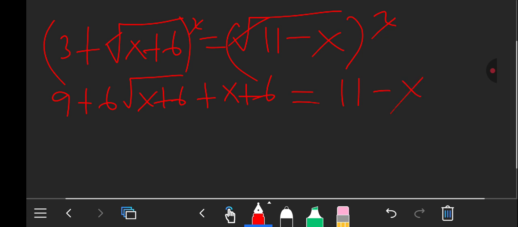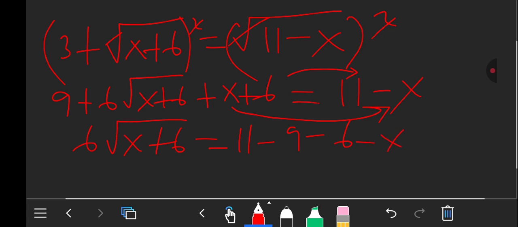At this point we're going to collect the like terms, so we remain here with 6 root of x plus 6. Here we're going to have 11 minus 9. This again we take to this side and it will be minus 6. Then this again we take to this side and it will be minus x. Remember there is minus x there again.